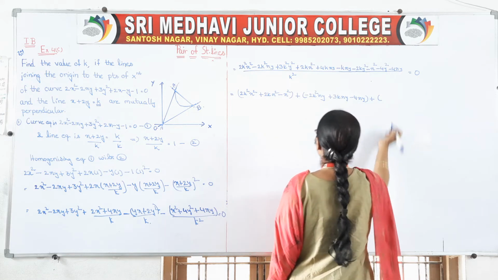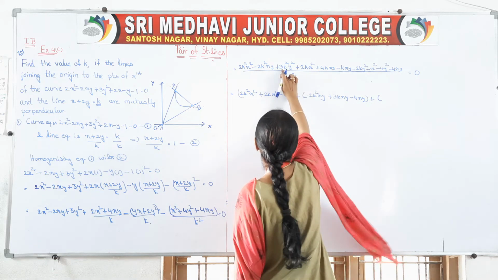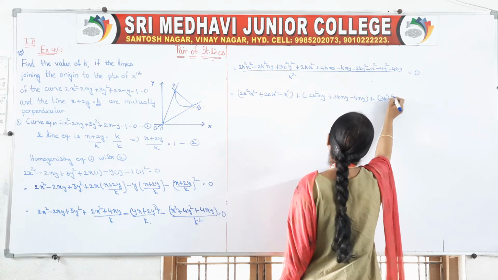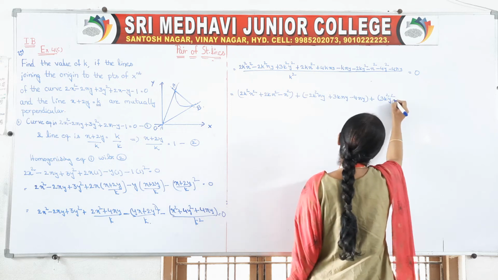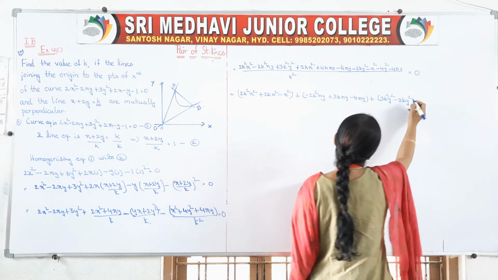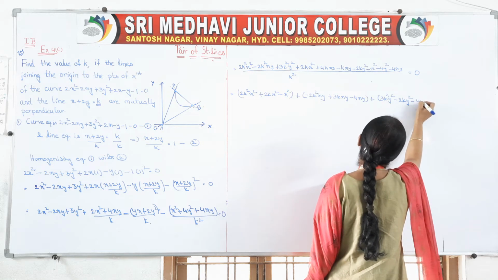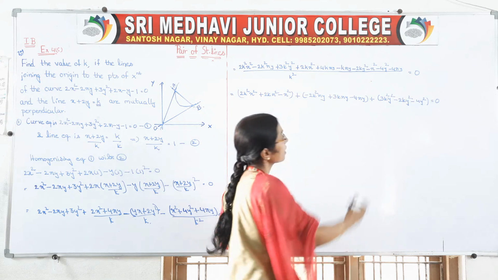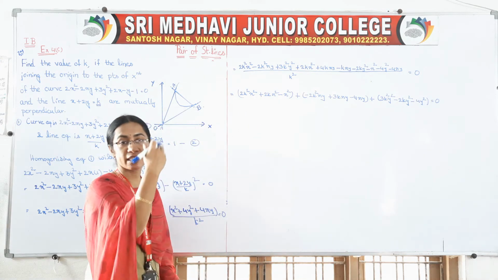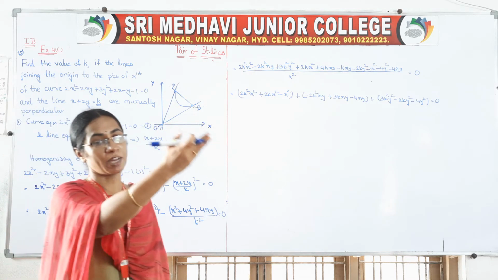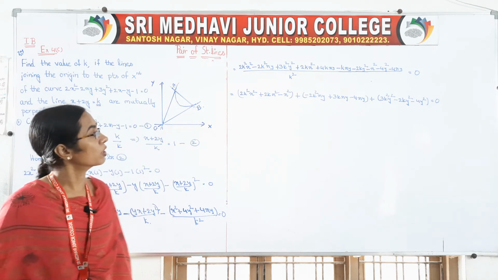Now take y square terms: 3k square y square, next minus 2k y square, next minus 4y square is equal to 0. Send this k square to that side. If we send anything that is dividing to the other side it will multiply, and 0 into anything is 0 only.